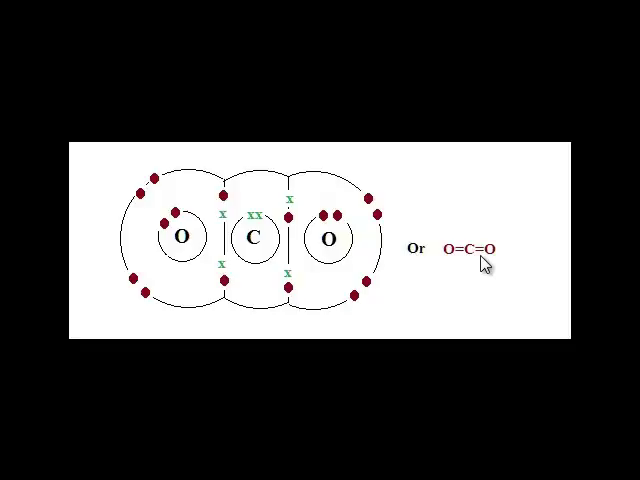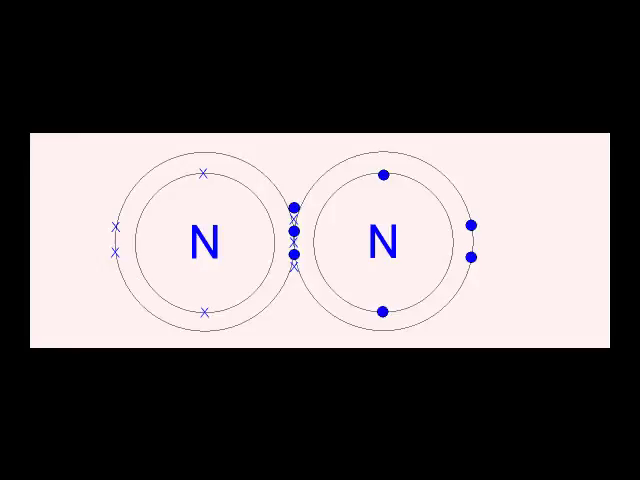And when we're sharing 2 electrons, that's a double bond. So here the carbon is sharing 2 electrons, and oxygen is sharing 2 electrons.